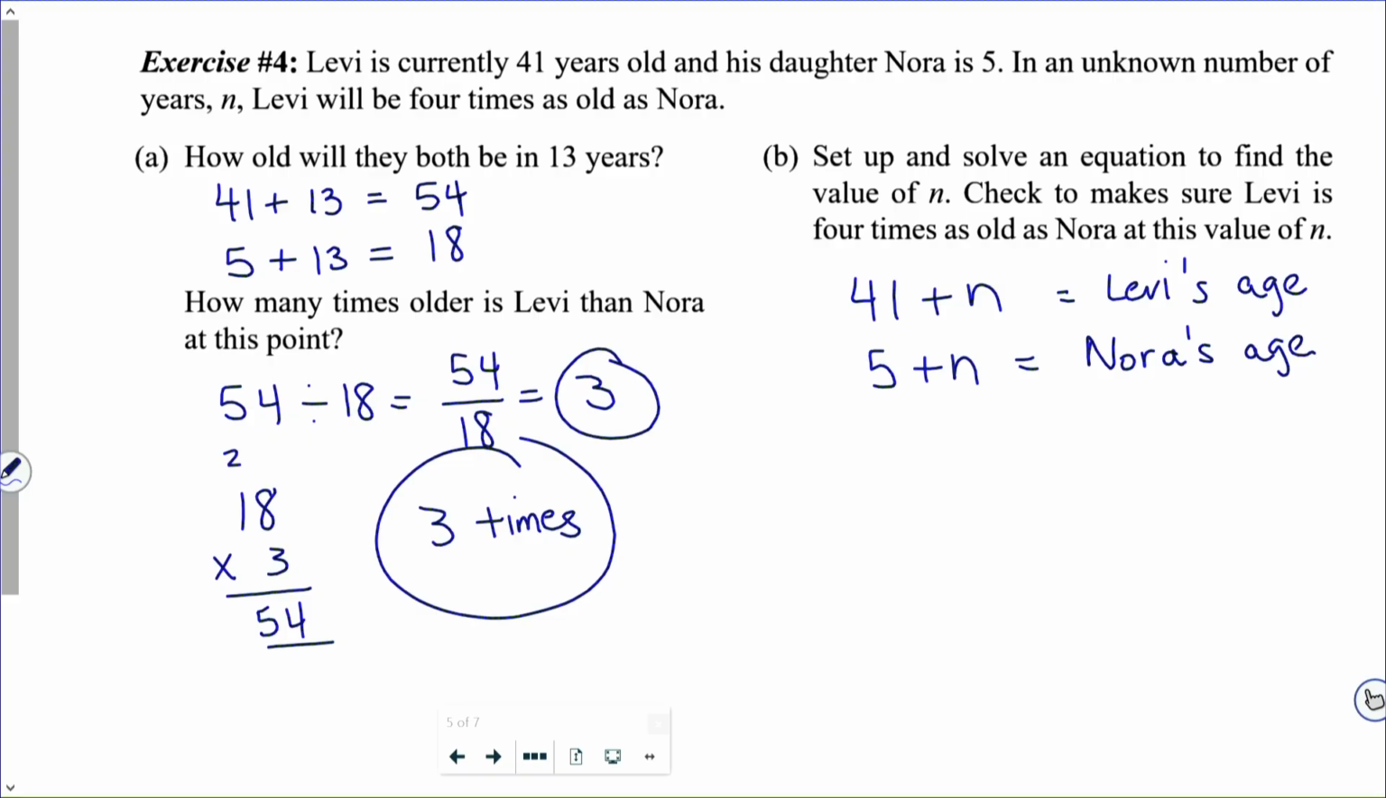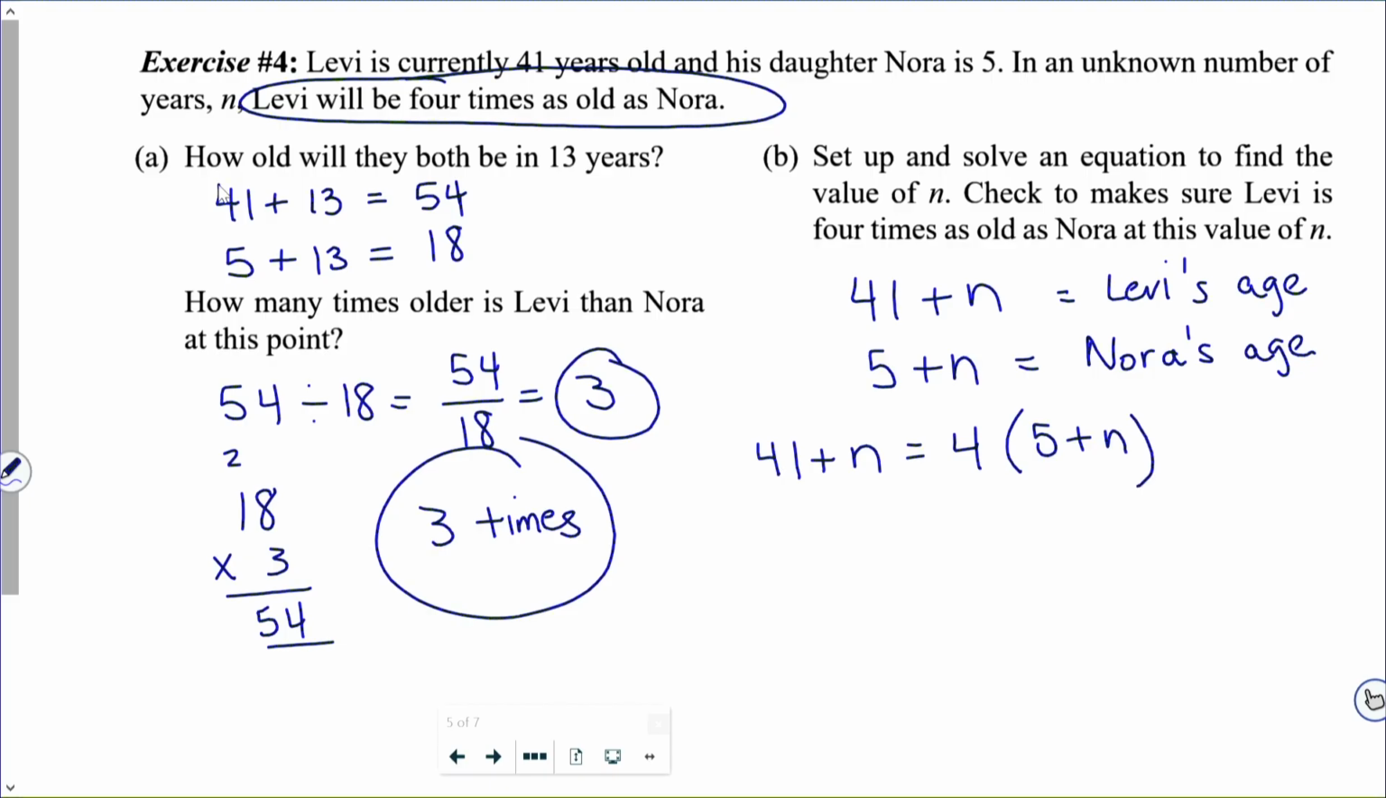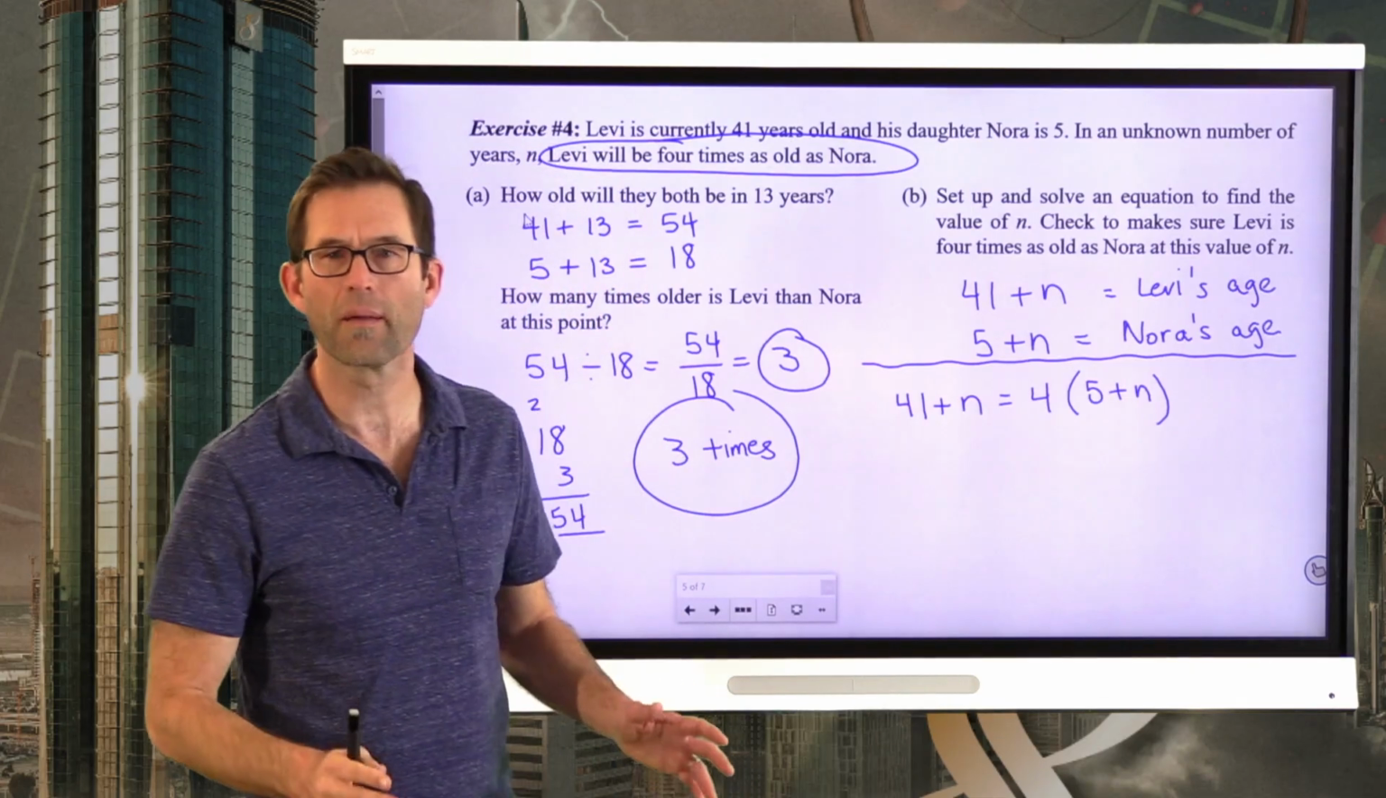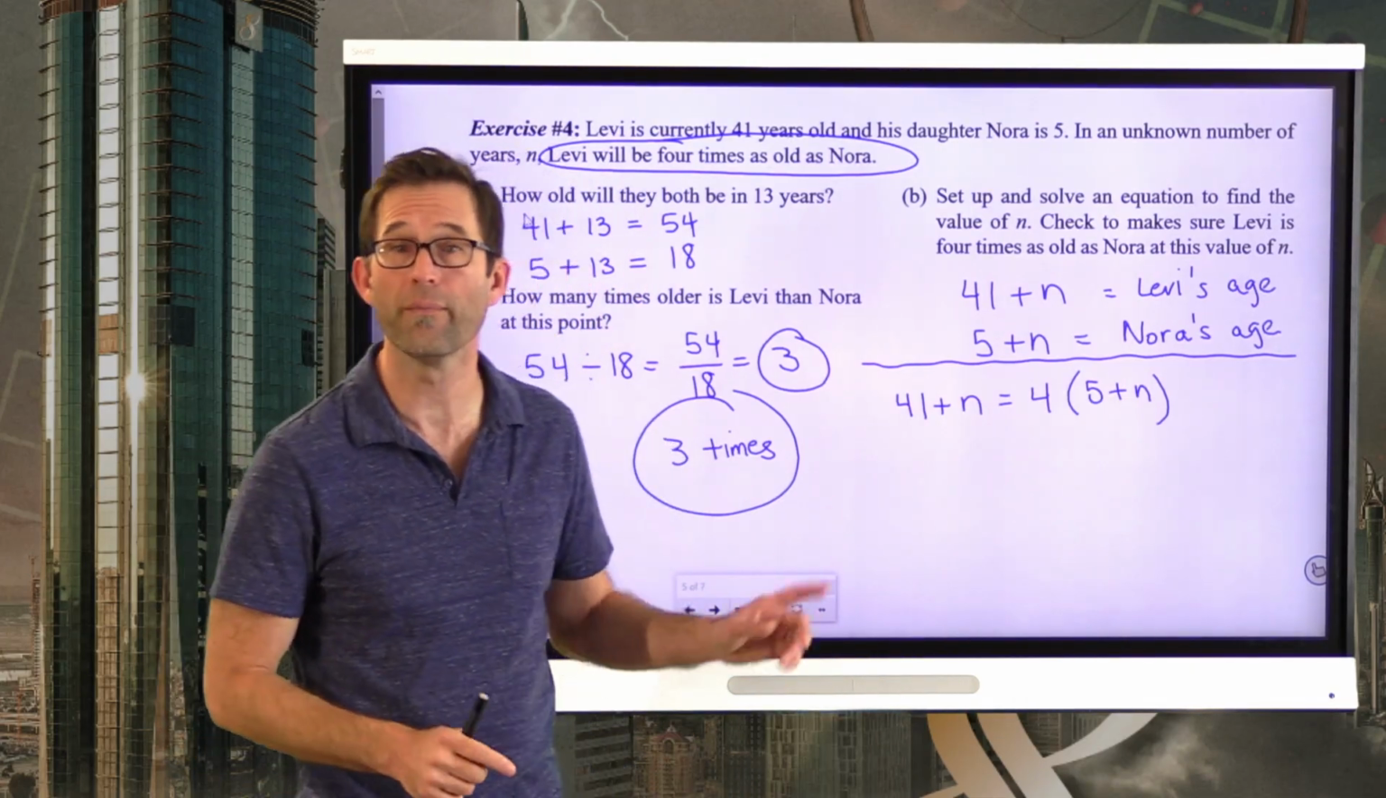Now, what we're told in the problem is that Levi will be 4 times as old as Nora. So how can we use that to model? Well, here's Levi's age, 14 plus n, and that's going to be 4 times Nora's age, 5 plus n. Let's talk about this a little bit. This is really kind of cool, right?